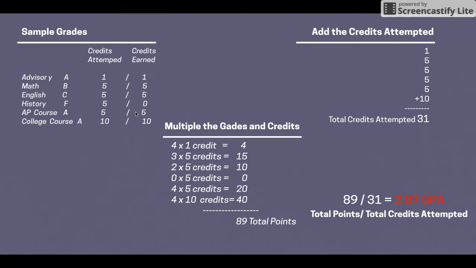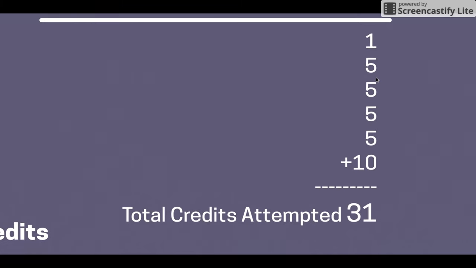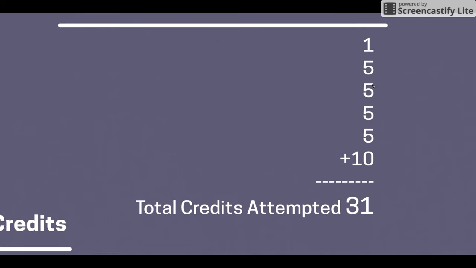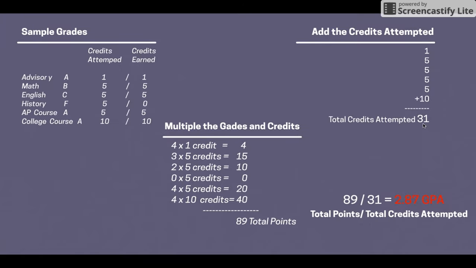So let's take a look at just 2 more steps. So we had our sample grades. We multiplied the grades and the credits. So next, we need to add up all the credits attempted. So remember the student had an F in 1 course, but we're still going to count that course for the credits attempted because it needs to factor into the student's GPA. The total number comes out to be 31. So we take the total points divided by 31, giving the student a 2.87 GPA.